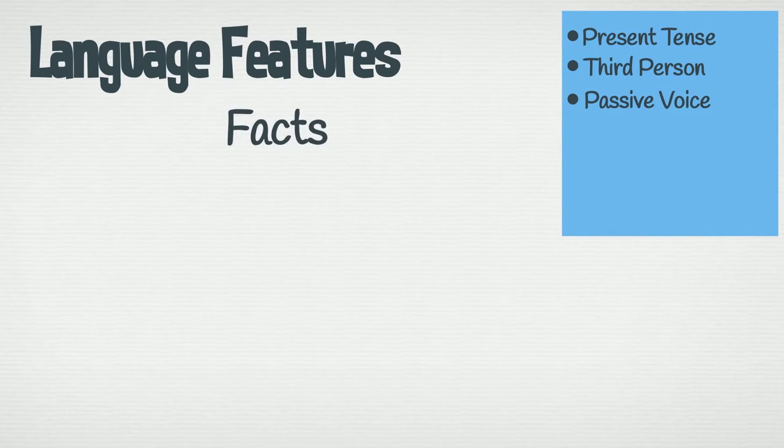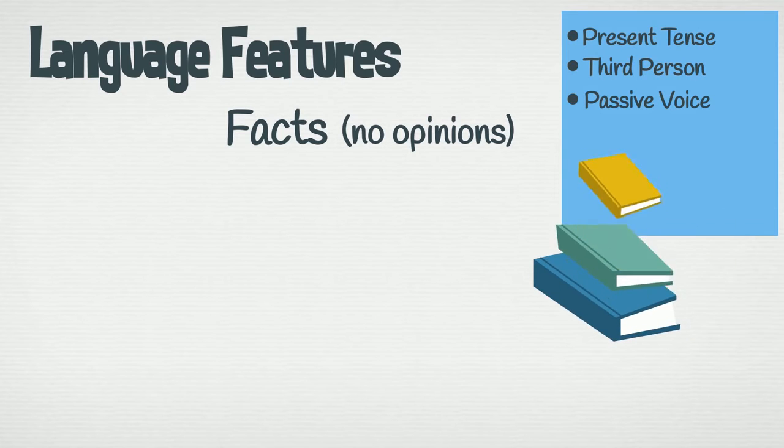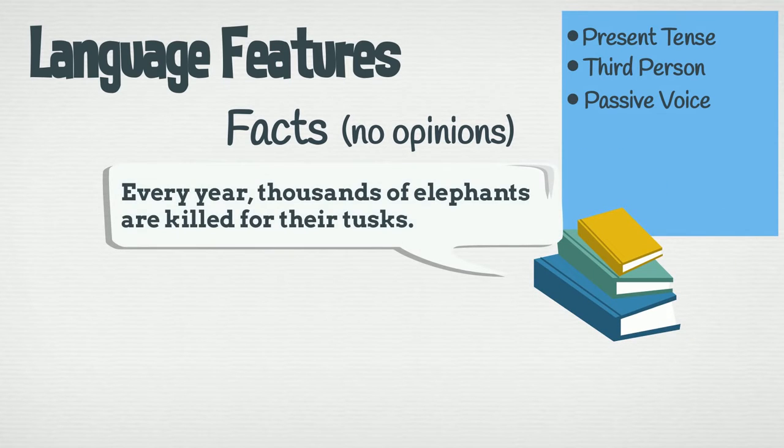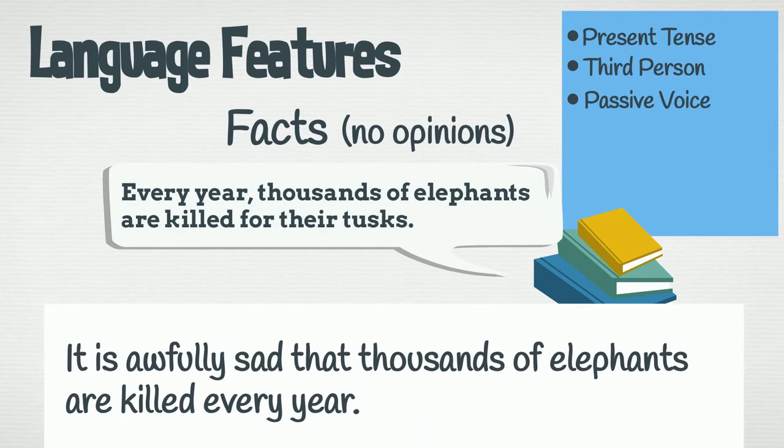Include only facts. Information reports must present facts, not the author's opinions. Let's imagine we're writing a report on elephants, and we find an information source that tells us every year thousands of elephants are killed for their tusks. Can you see a problem if we were to write this sentence in our report? It is awfully sad that thousands of elephants are killed every year. Here is the fact. This is opinion. Opinions don't belong in information reports.